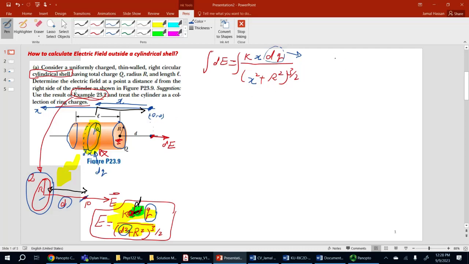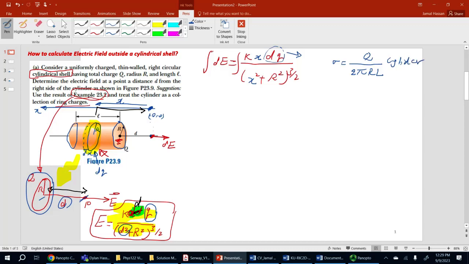uniformly distributed over the surface of the cylinder. So I could write surface charge density of the cylinder equal to total charge of the cylinder divided by the surface area of the cylinder. Remember, the cylinder is a hollow cylinder, so the surface of a hollow cylinder simply is equal to 2 pi r multiplied by L. Okay, so this is for the cylinder.